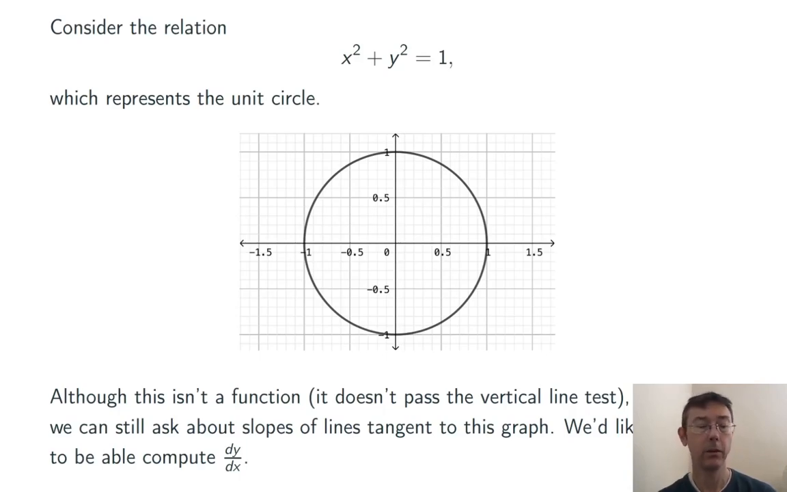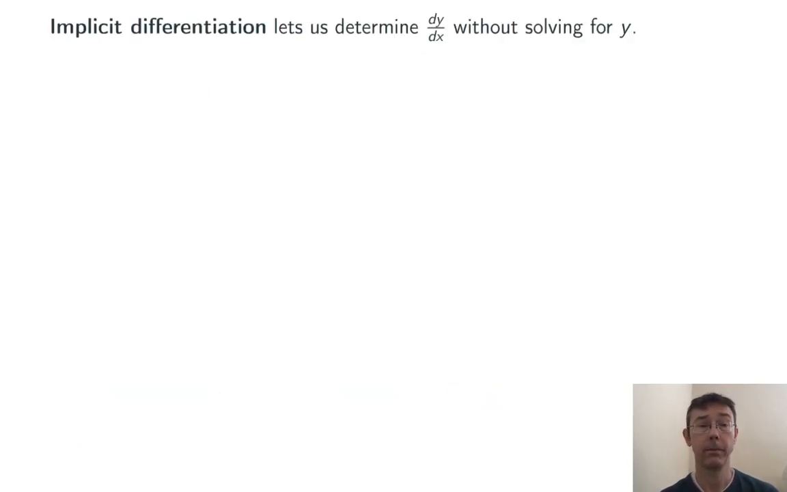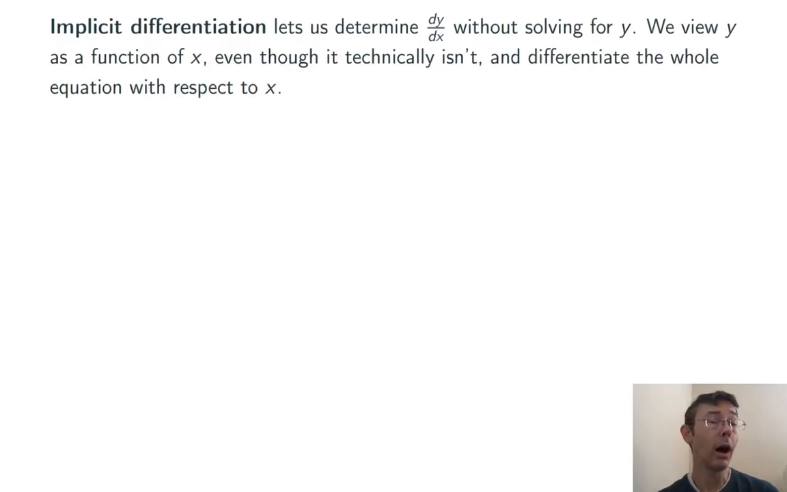So it seems like we ought to be able to compute dy/dx, the derivative, even though this is not a function y of x. Implicit differentiation is a technique that lets us do that. The big idea is to view y as a function of x, even though it technically isn't, and then to differentiate the entire equation with respect to x.